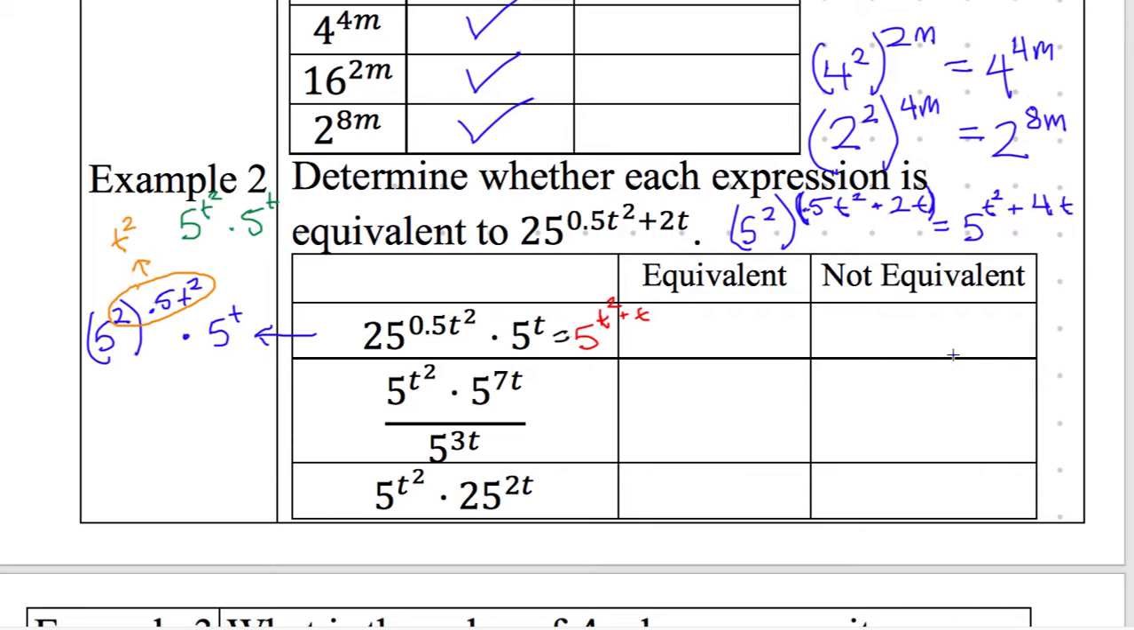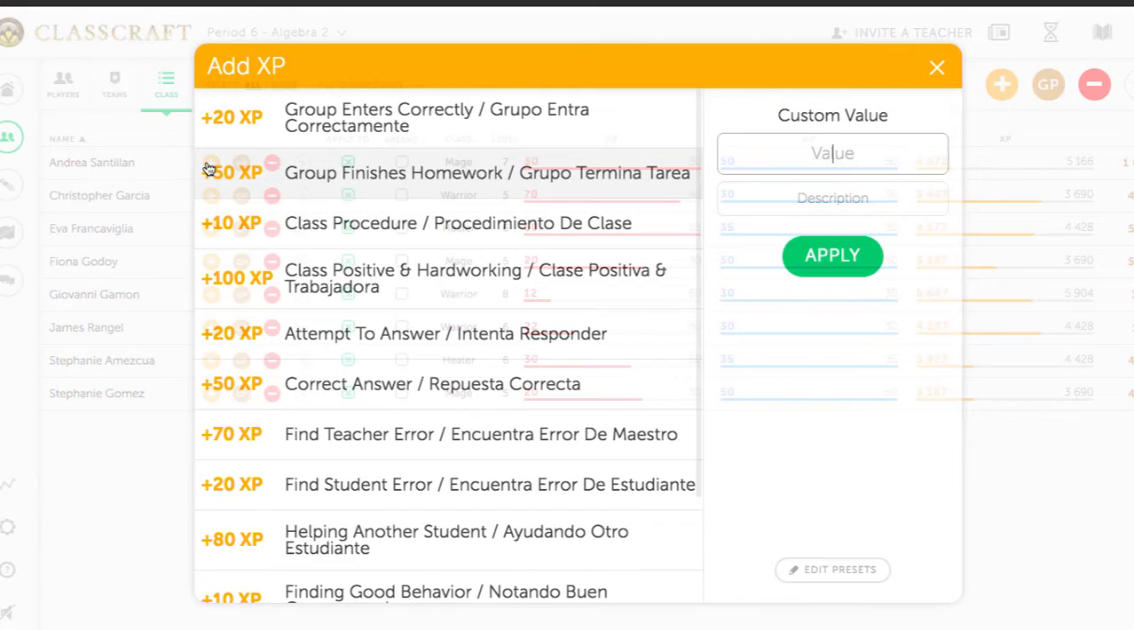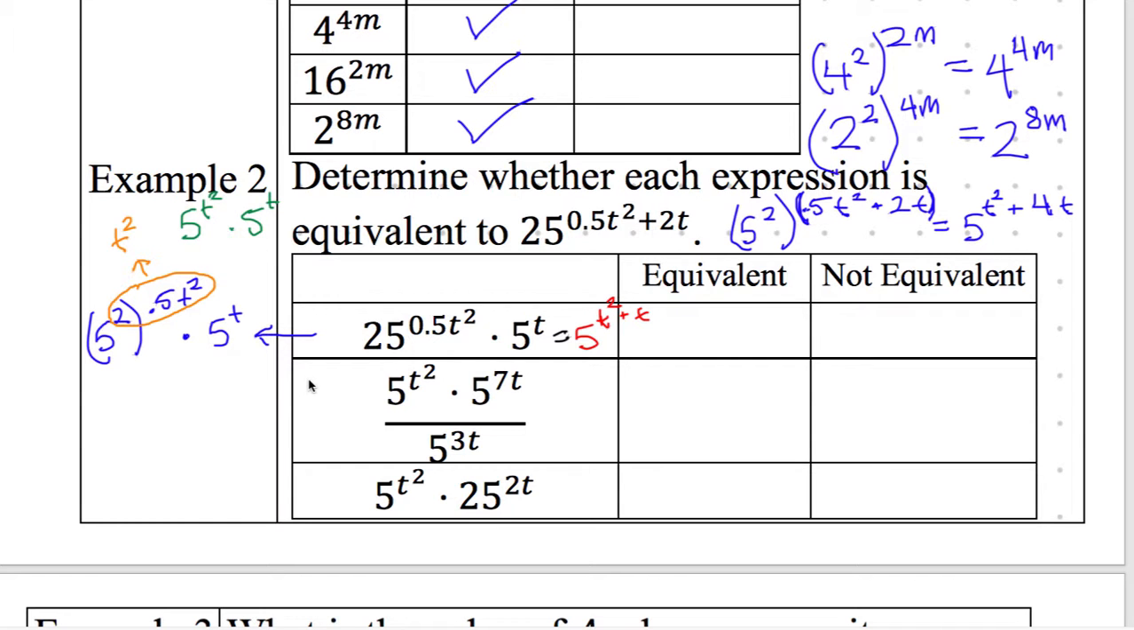All right, let me give Andrea her problem. Is it equivalent or not equivalent? It's not. Compare this to this. It's not, because it was a 4t versus a normal 1t.